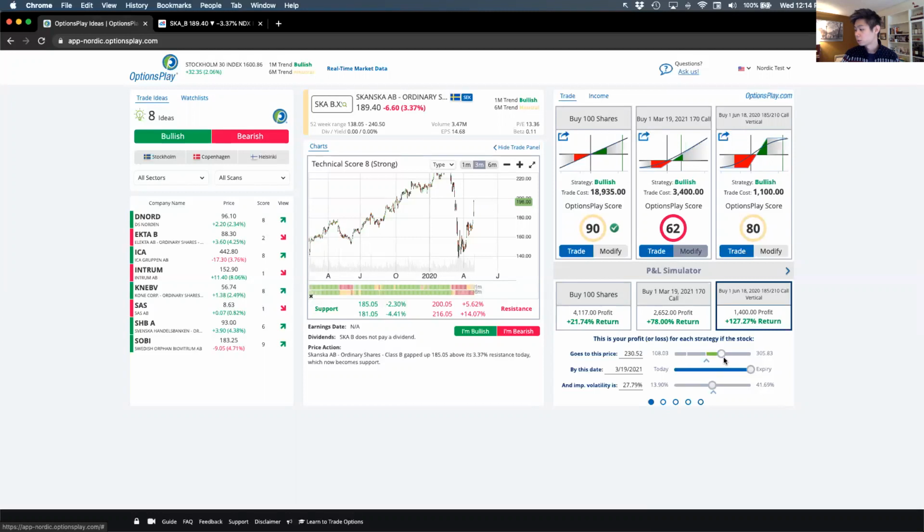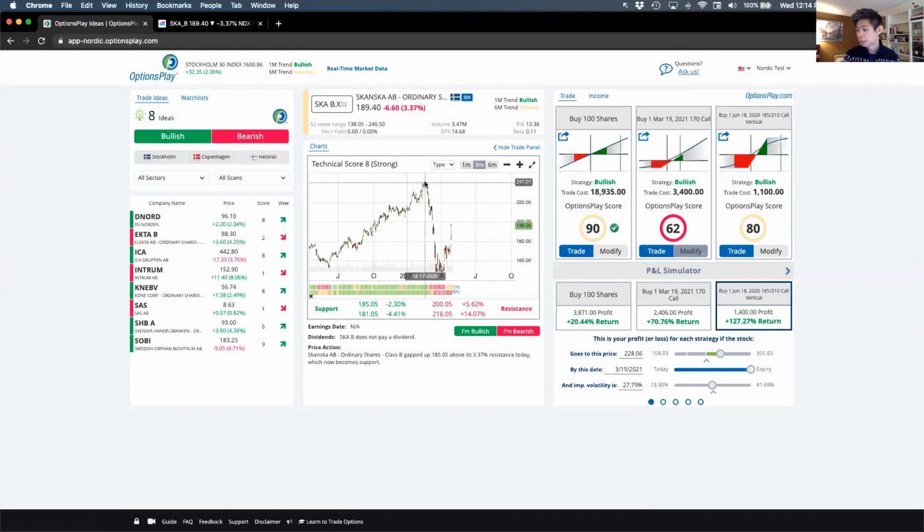Now you might say, well, in the best case scenario, let's say Skanska gets back up to that 240 level by this time next year. If you bought the stock, you would look at a 5,000 crown profit, a 26% return. If you bought the call option, you're looking at a 105% return. So that's how you can utilize call options to take a long-term bullish view on a stock like this. I hope that answered your question for Skanska.